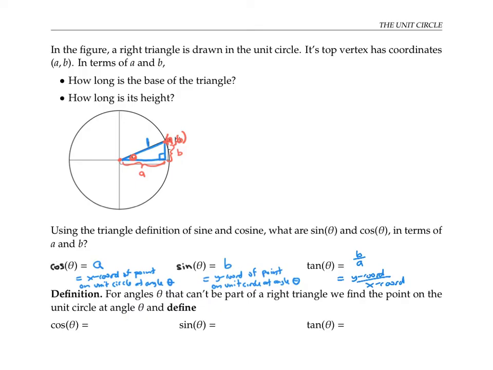Now for angles theta that can't be part of a right triangle because they're too big, they're bigger than 90 degrees, like now I'll call this angle here theta, I can still use this idea of x and y coordinates to calculate the sine and cosine of theta. So if I mark this point on the end of this line at angle theta to have coordinates (x, y), then cosine theta I'm still going to define as the x-coordinate of this point, sine theta as the y-coordinate, and tangent theta as the ratio of the y-coordinate over the x-coordinate. When we use this unit circle definition, we always draw theta starting from the positive x-axis and going counterclockwise.